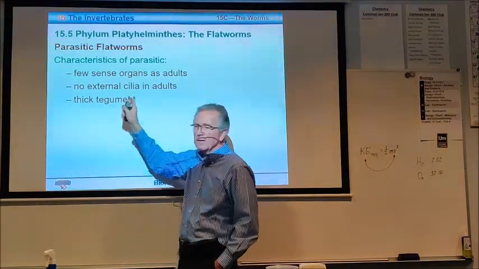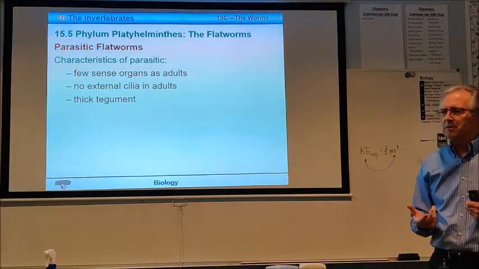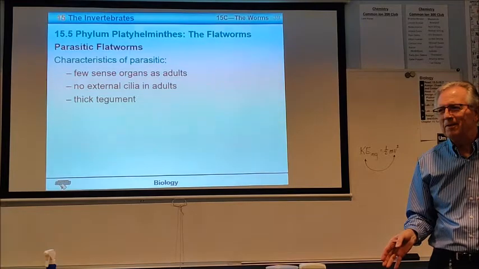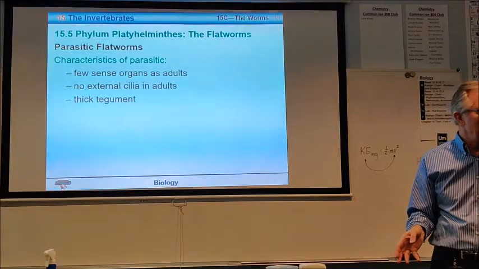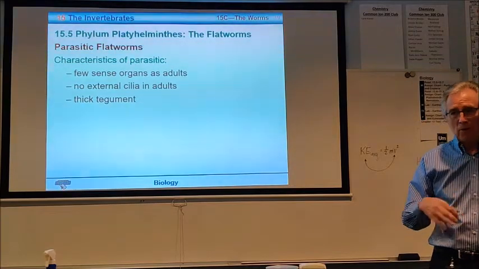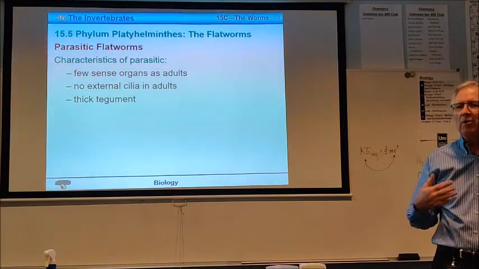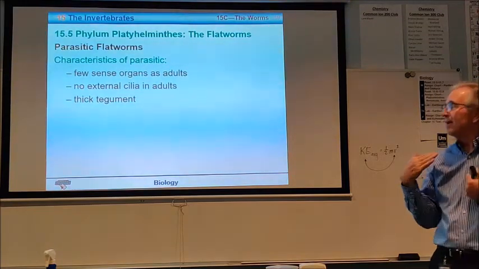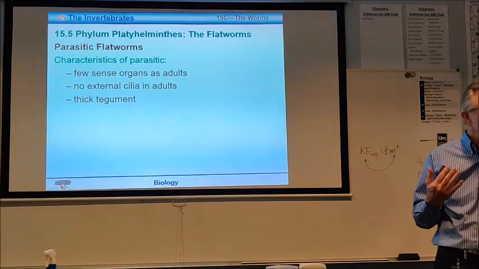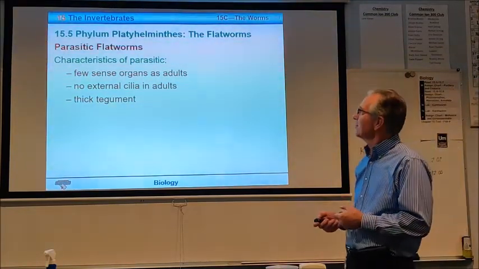Now this tegument is like a skin. Now, if they're living in the digestive system, what do you think should be happening to them? Shouldn't they also be being digested? So they have a thick layer on the outside of them that keeps them from being digested, even though they're living in the intestines.